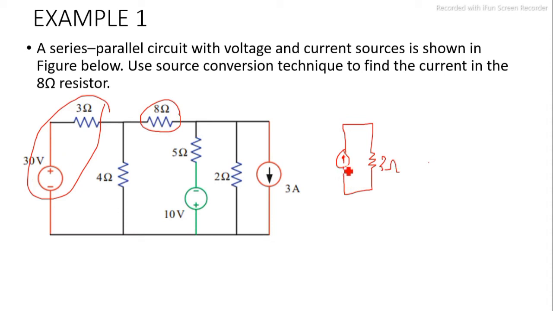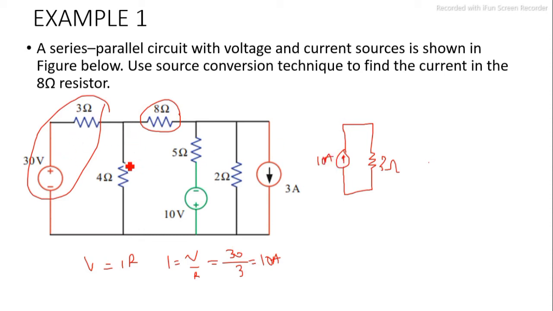And how will you get your current? You have to use Ohm's law for this. V equals what? IR. So what is your I? Your I is V over R. What's the voltage? Voltage is 30. So 30 divided by, what's the resistance? The resistance is 3. So that's 30 divided by 3, and that's what? 10 amps. So this will be 10 amps. So we've converted this.